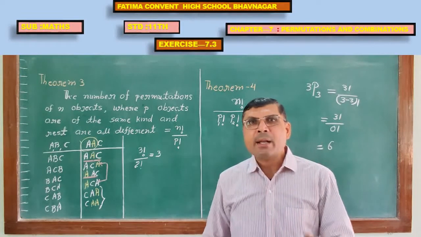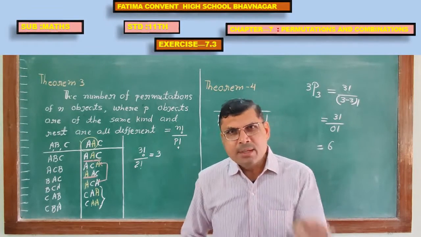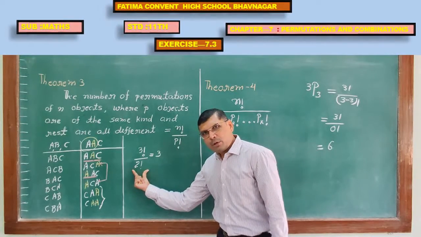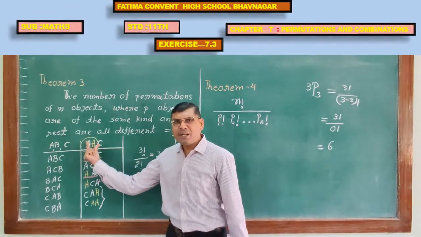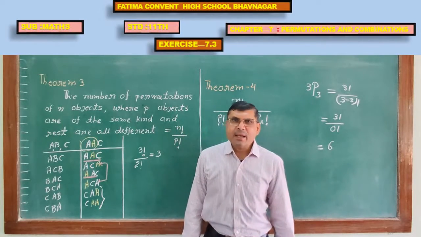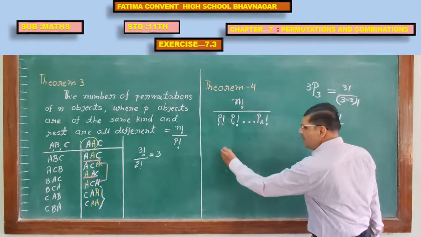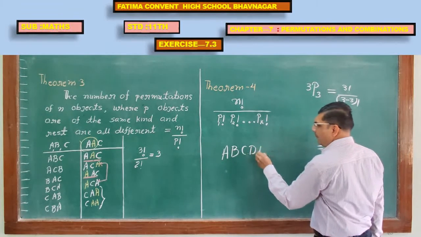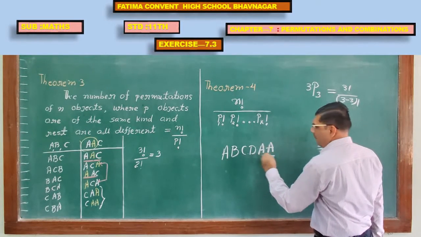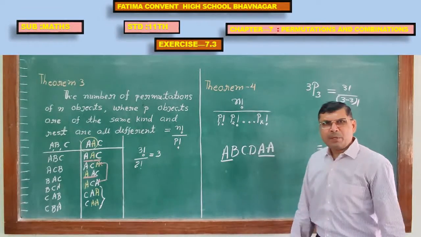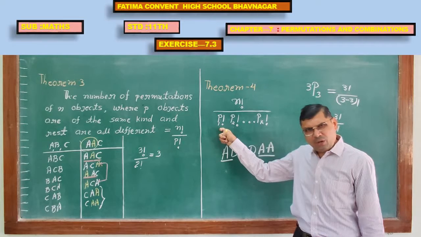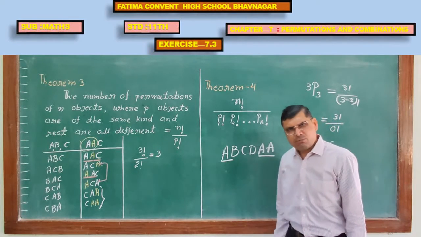If objects are repeating, then what I will do is write the denominator in the form of a factorial. A is repeating 2 times. In case I have, let's say, A, B, C, D, and now A is repeating 3 times, then in the denominator you should write 3 factorial. Alright, like this we will use it.